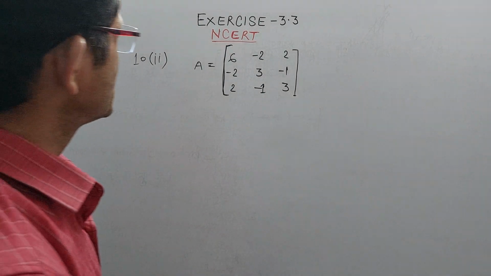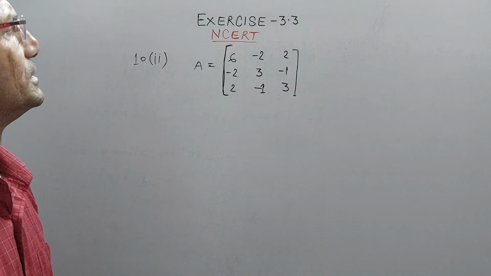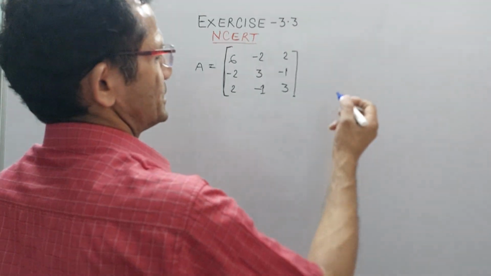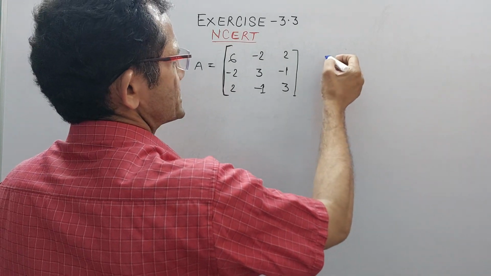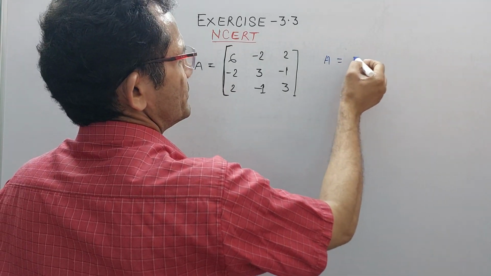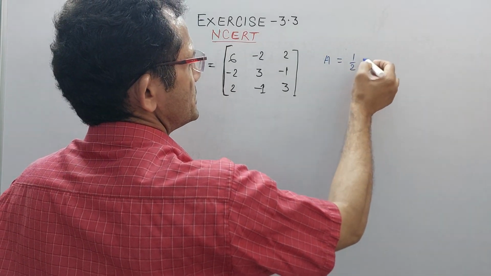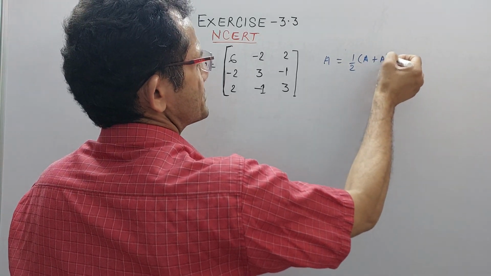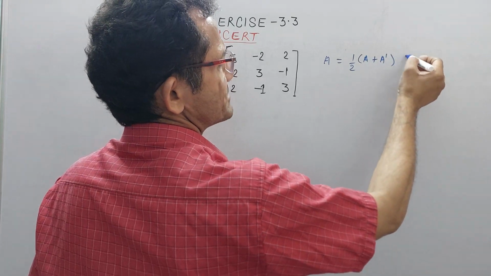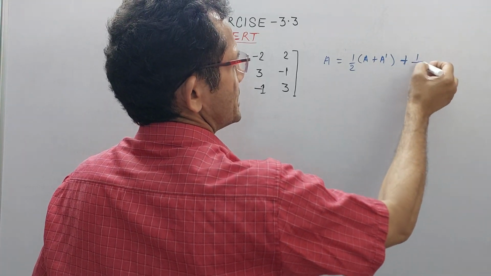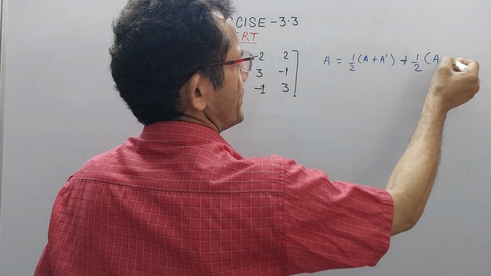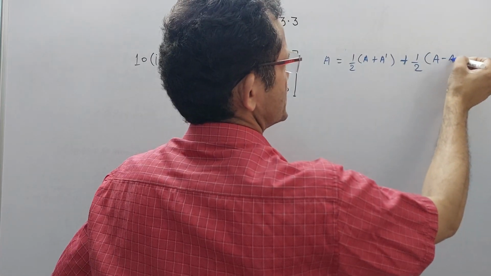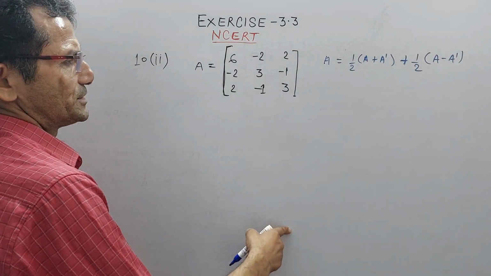Now this is the matrix A, and we have to convert it into the sum of a symmetric and a skew symmetric matrix. This matrix A will be equal to half of A plus A transpose, which is the symmetric matrix, plus half of A minus A transpose, which will be the skew symmetric matrix.